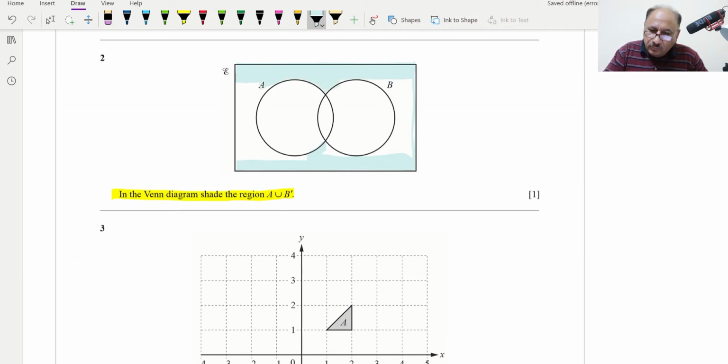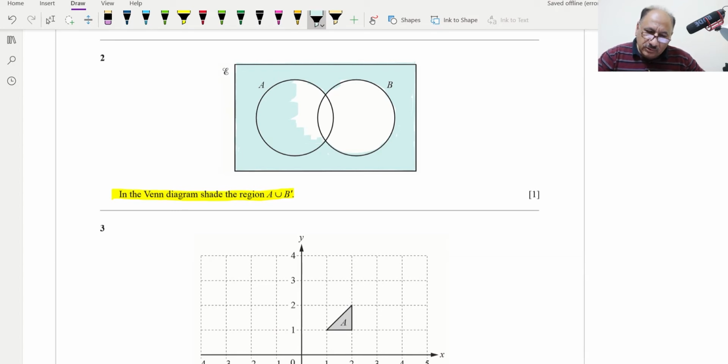So this portion will be shaded like this one. We can shade this outer region and then we will be shading this side as well. A also we have to shade, because A is also outside B, so we can shade A as well.